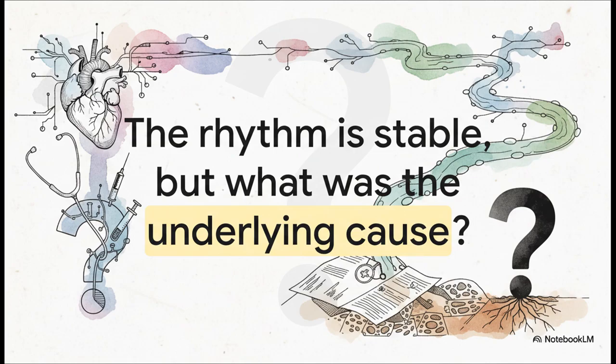So, there you have it. We've walked through the whole algorithm, right from that first crucial question, stable or unstable, all the way through the treatments. But here's the final thing to keep in your mind. Just managing the rhythm, that's only step one. The bigger question you're always left with is, why did this happen? And figuring that out is the next and just as important part of taking care of your patient.